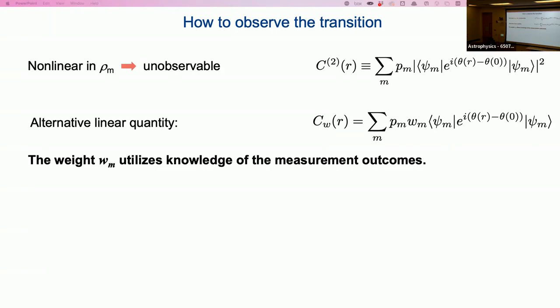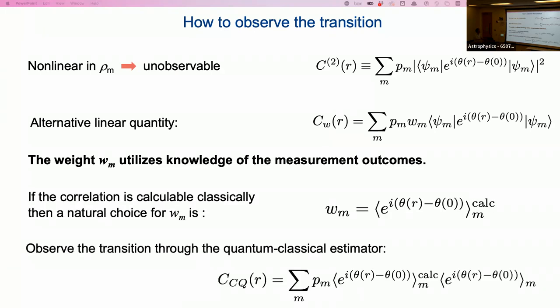If we use measurement outcomes in order to calculate some Wm, we'll get something about the measurement, something about this transition. Turns out that if you can calculate the conditional correlation function given a set of measurements the experiment gives you, then you can stick that in instead of Wm and evaluate what we call a classical quantum correlator that will have exactly the same behavior as this object that is invisible.